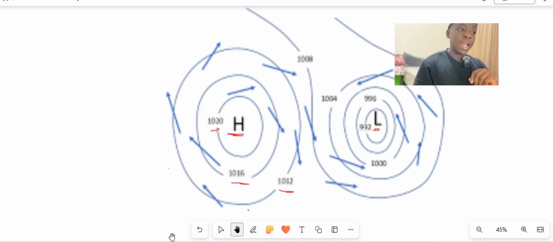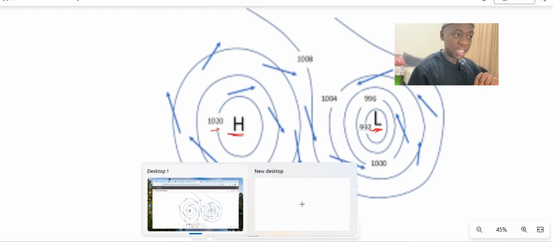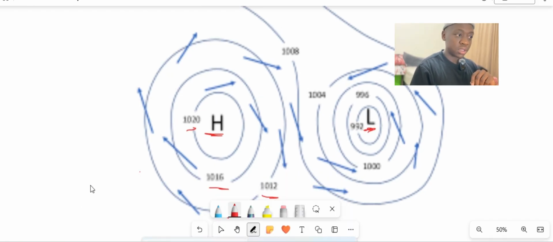So now we can move on to the low pressure cell. As we look at the numbers of the low pressure cell, we have the isobars. So we can look at the numbers. They start at 1004, then they go down to 1000, then 996, and then 992. You can see that's a pattern also.